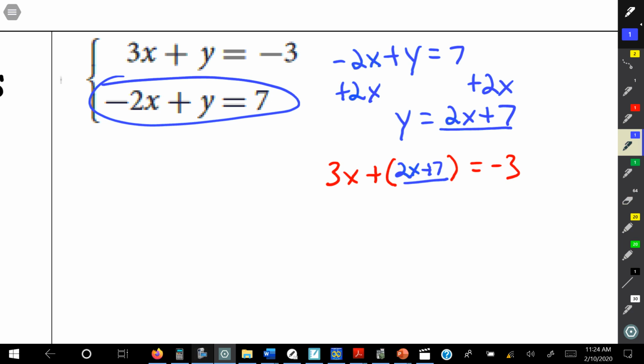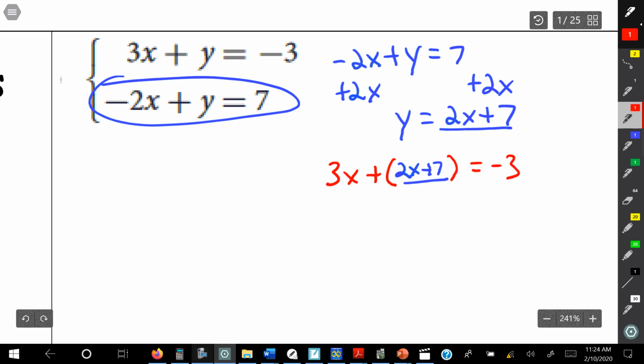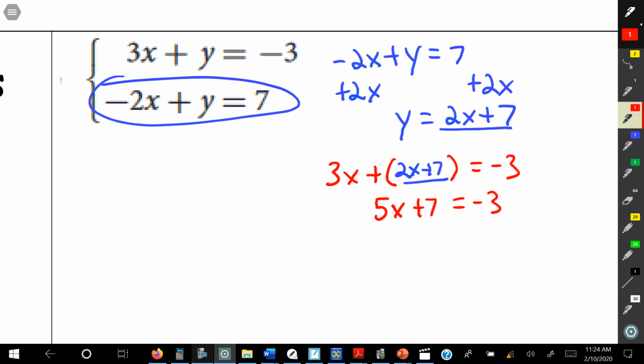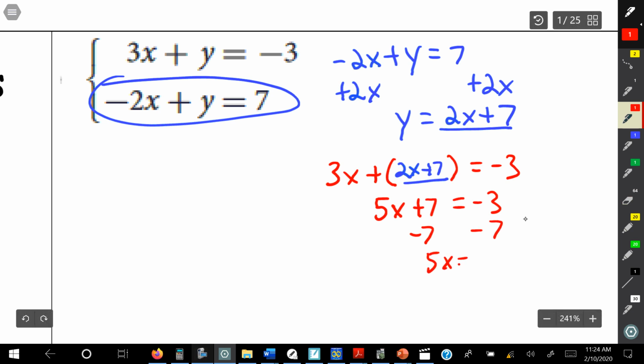Now I'm going to go ahead and solve here. I'm going to collect like terms. And 2x and 3x is 5x plus 7 is equal to negative 3. Now I'm going to subtract 7 on both sides. And 5x is equal to negative 10. And then I'm going to divide by 5 to get the x by itself. And x is equal to negative 2. So I know what x is.